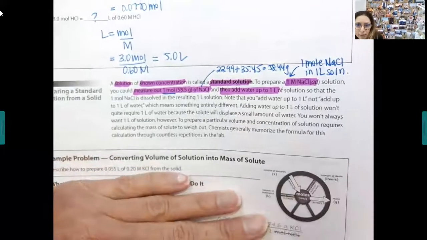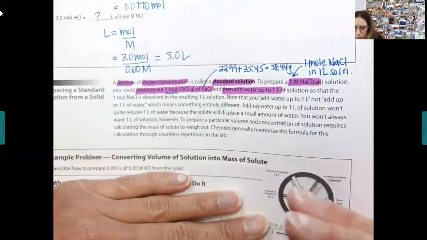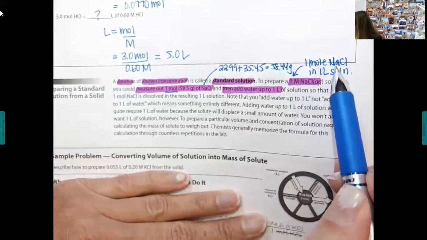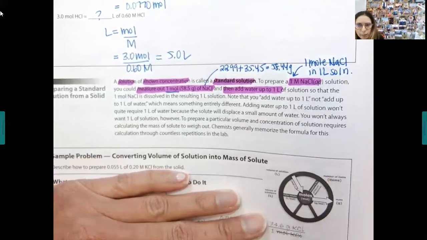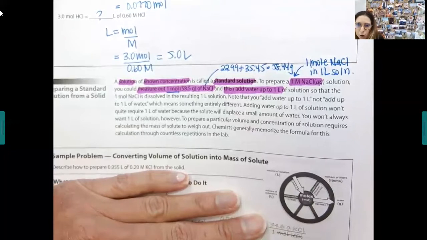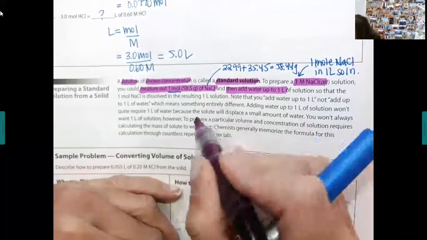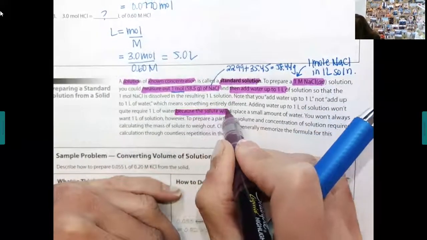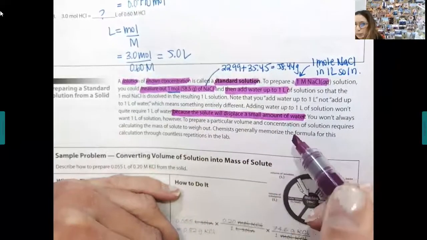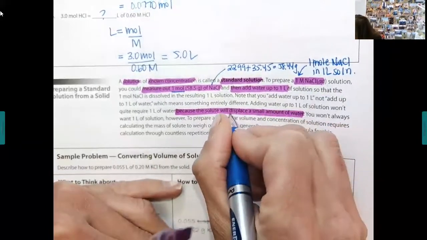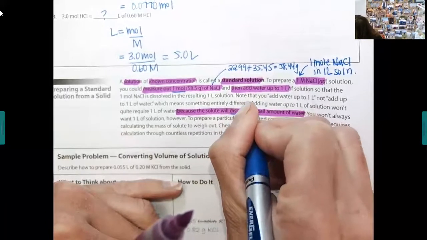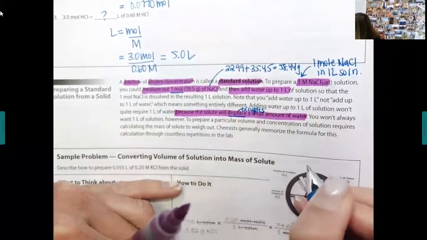Okay, you don't add a liter of water, and the reason is because the sodium chloride is going to dissolve a little bit in it, and it's going to occupy a little bit of volume. So it's going to make the volume a little bit larger than what you would expect it to be. So you first dissolve a little bit, and then you go up to the 1 liter mark. Okay, and that's because down here they tell you, because the solute will displace a small amount of water, that means it will occupy a small amount in terms of the volume.